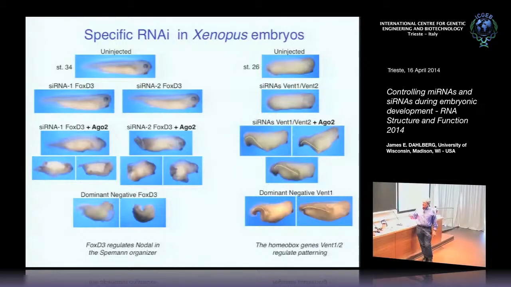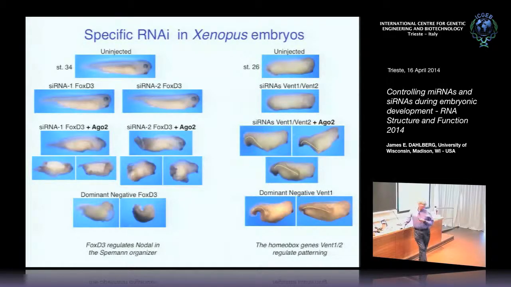So what we are seeing is that there is specific disruption of the developmental pattern, and in ways that seem to mimic some of the phenotypes that have been seen using other methods, knocking out, say, this particular FOXD3 or the vent genes. So this gives us some assurance that we are able to inhibit development in the system.